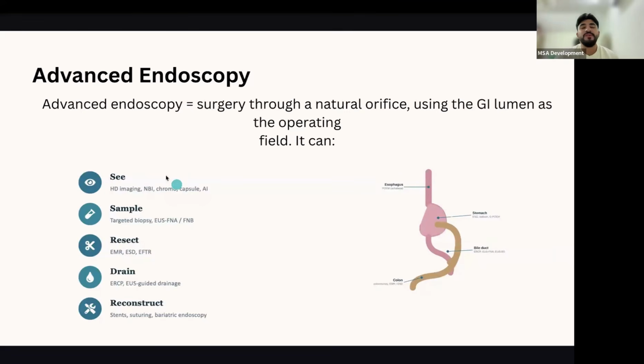Now, advanced endoscopy. When you see the term advanced endoscopy, you're basically talking about a surgery through a natural orifice, a natural opening in the body. The perfect example is the GI tract. For example, if they go through the mouth to fix something wrong in your biliary tree, this is what we call advanced endoscopy. You get to see things in HD imaging, you get to sample, you get to collect a biopsy, you get to resect, drain, reconstruct, and suture, all through a natural orifice. That's advanced endoscopy. It's honestly so cool.